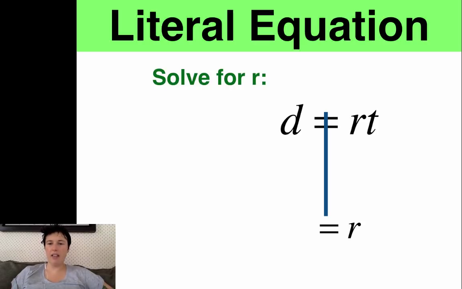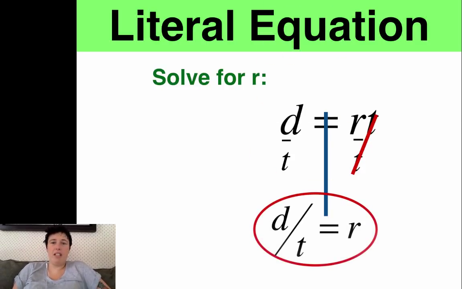And it's distance equals rate times time. So to get rid of it, times means I have to do the opposite. I got to divide the T away. So I'm going to divide the T on both sides. It's going to look a little weird, but it gets R by itself. And then my answer is D divided by T, distance over time. I'm going to leave it like that. That's it. That's my literal equation. I've solved for R.